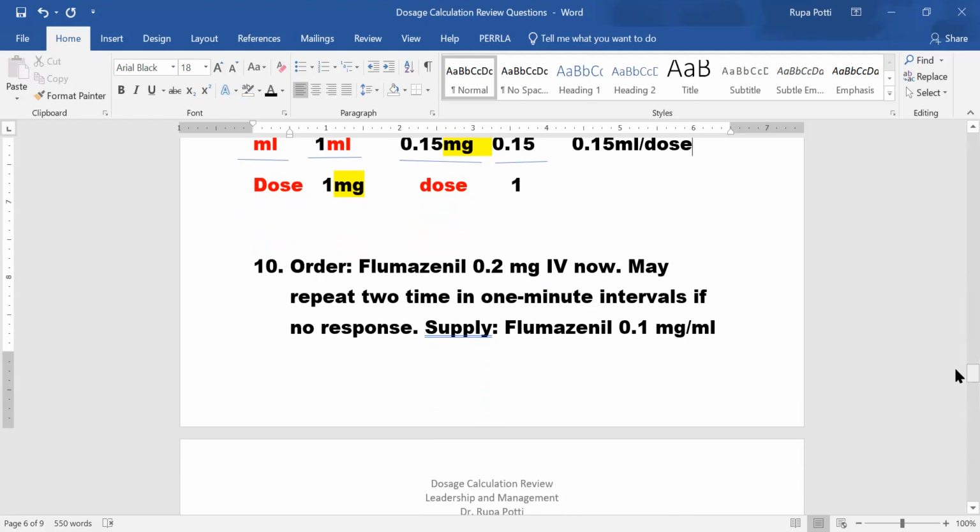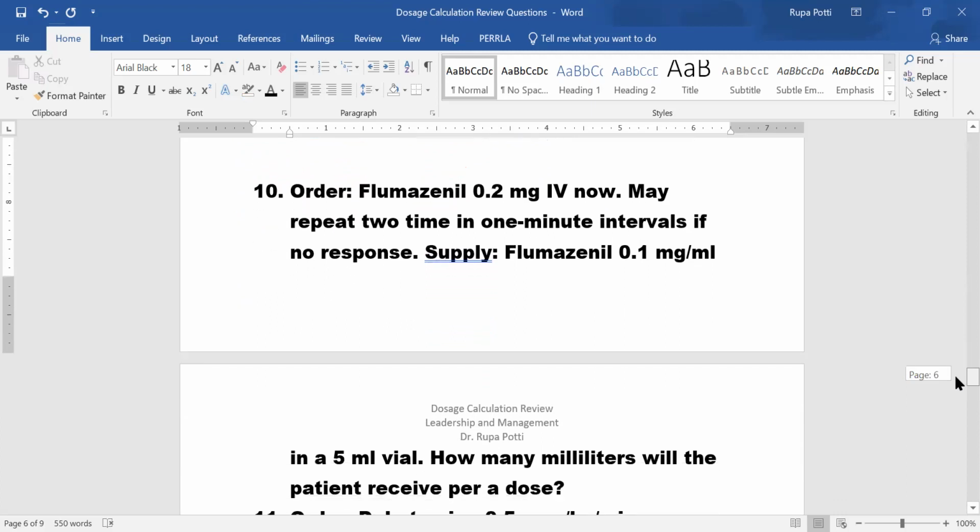So we will look at a next problem, which is along the same lines. Okay, so you have flumazenil 0.2 milligrams IV now, and you may repeat 2 times in 1 minute intervals if no response. Then the supply is flumazenil 0.1 milligram per ml. So again, the inference is, if it's 0.1 milligram per ml, then it is per 1 ml, right? So in a 5 ml vial, how many milliliters will the patient receive per dose?